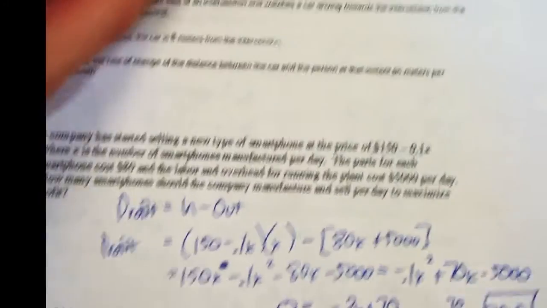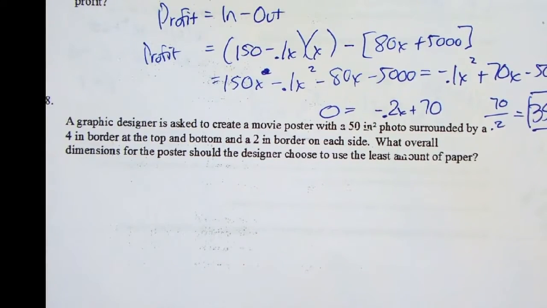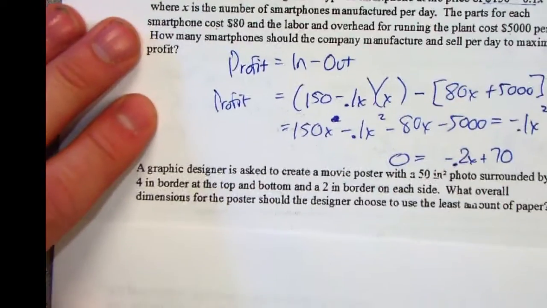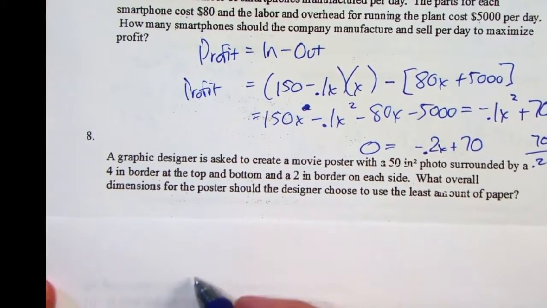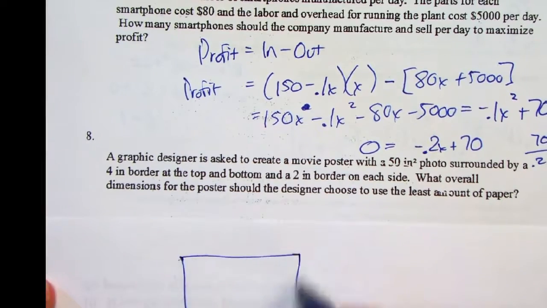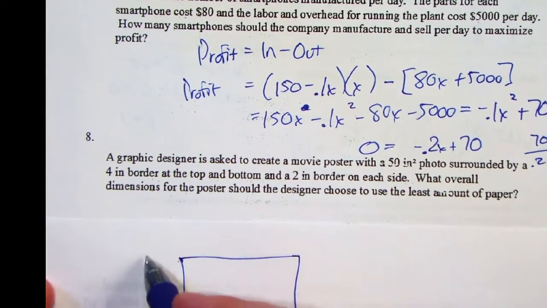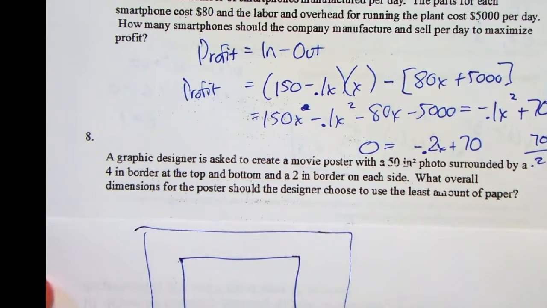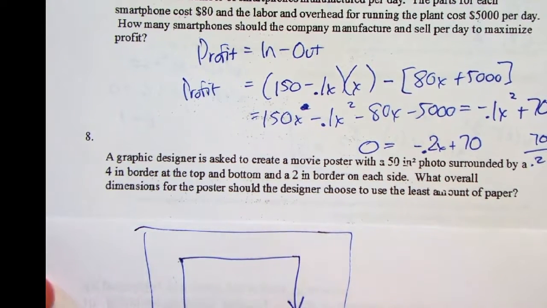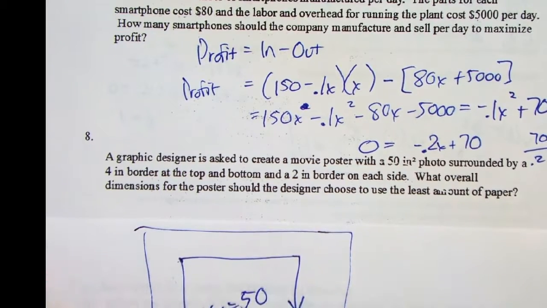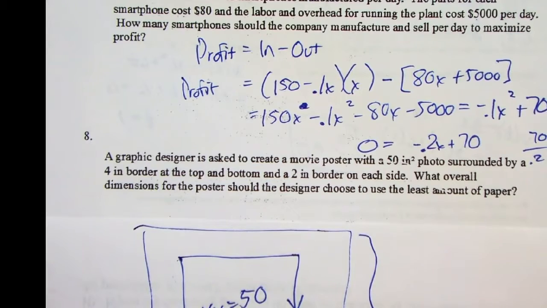All right. Number 8. I'm going to grab a separate sheet here again. Okay, so I've got a 50-inch squared photo. And I've got like a distance around the outside. So I'm gonna call this x and this y, and I know xy equals 50. 4-inch border at the top and the bottom. So this distance here is actually y plus 8, because I got 4 there and 4 there. 2-inch border on each side, so this distance is x plus 4, because I've got 2 there and 2 there.